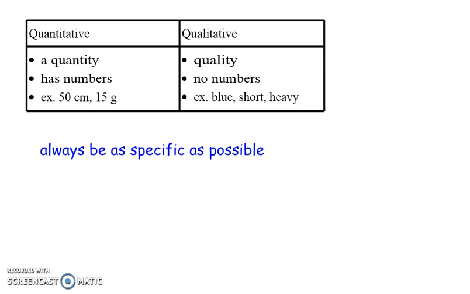There's also qualitative data, which is also useful. It has no numbers. For example, the object is blue, or it's short. Well, short is probably not the best way to record something like that. You'd want to actually measure it. Or heavy, you would want to find the mass of something. Always be as specific as possible. But sometimes there are times where qualitative data is actually what we're looking for. But again, be as specific as possible.